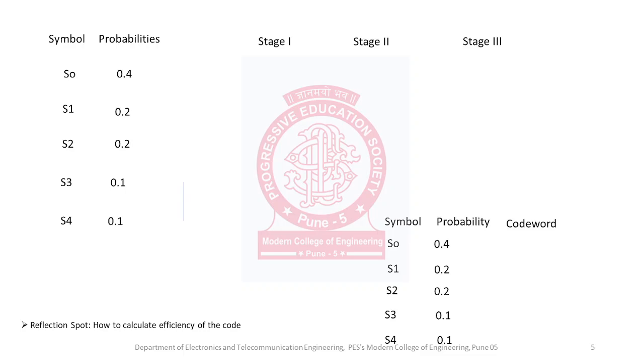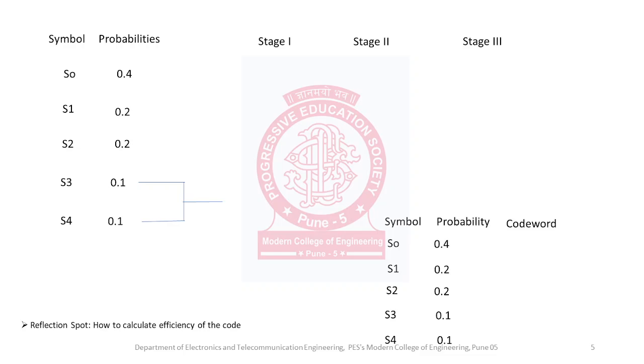Then we have to do the reduction in the further stages. While doing the reduction, the lowest two probabilities are combined together. Here when we combine the lowest two probabilities, it becomes 0.1 plus 0.1, which is equal to 0.2. Again in the next stage of reduction, we have to maintain the descending order of the probabilities. This probability 0.2 is the same as that of S1 and S2.